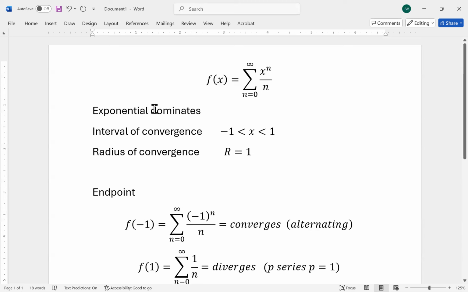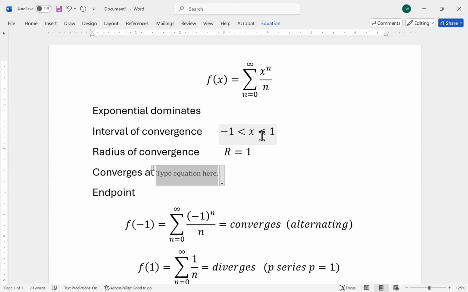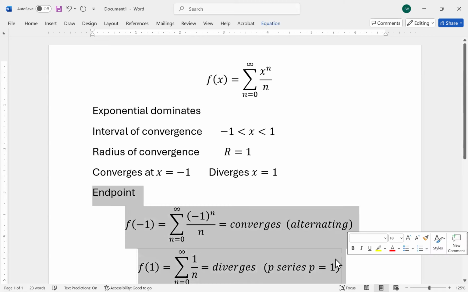So the information about my original function is that the interval of convergence goes from -1 to 1. It converges at the lower endpoint, and it diverges at the higher endpoint. And that's it. I'm going to erase this part.